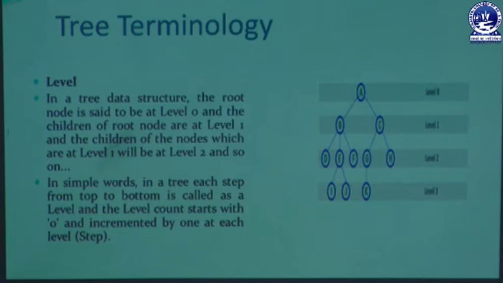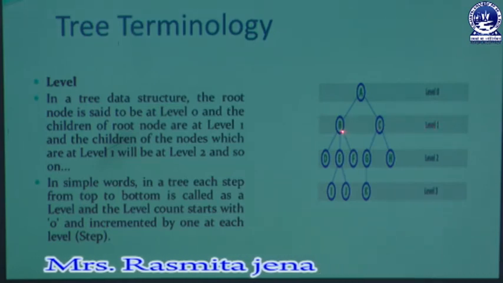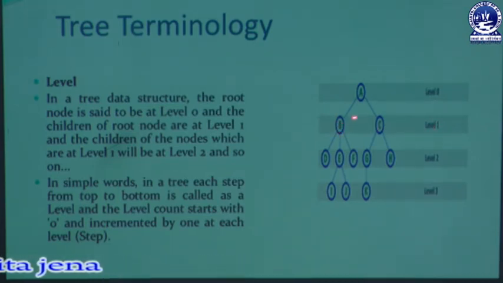Then next we have to know what we mean by level of the tree. In a tree data structure, the root node is said to be at level 0. You can see the root node A is at level 0, and the children of the root node are at level 1. The children of root node A are B and C, which are present at level 1, and similarly the children of nodes B and C are present at the next level, that is level 2, and so on. We can proceed like this, and the children of this node are present at level 3.